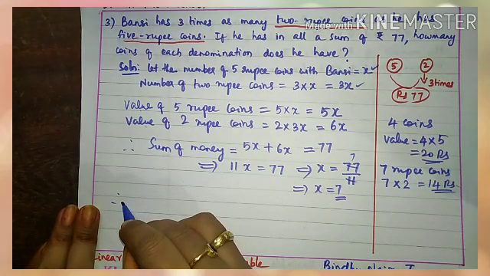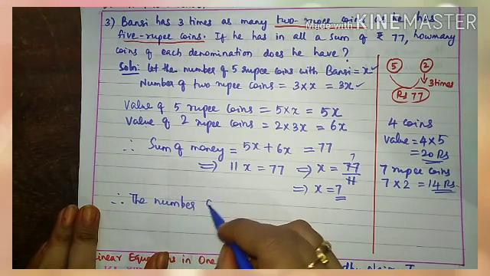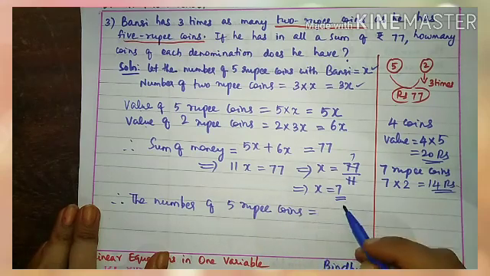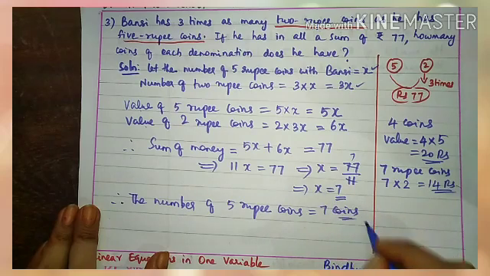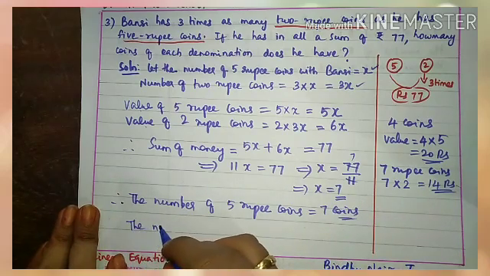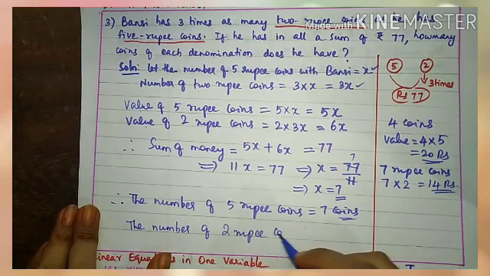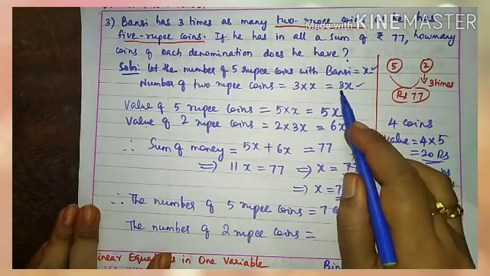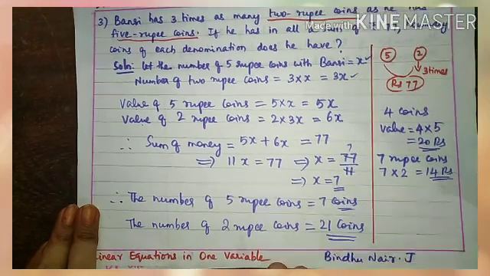So therefore, how to write? The number of 5 rupee coins equal to how many? That is x, no? So how many coins? 7 coins. So 7 5 rupee coins are there, and the number of 2 rupee coins, what we have taken for 2 rupee coins? 3x. So put the value of x, 3 into 7. How much? 21. 3 sevens are 21. Okay, so that is our answer.